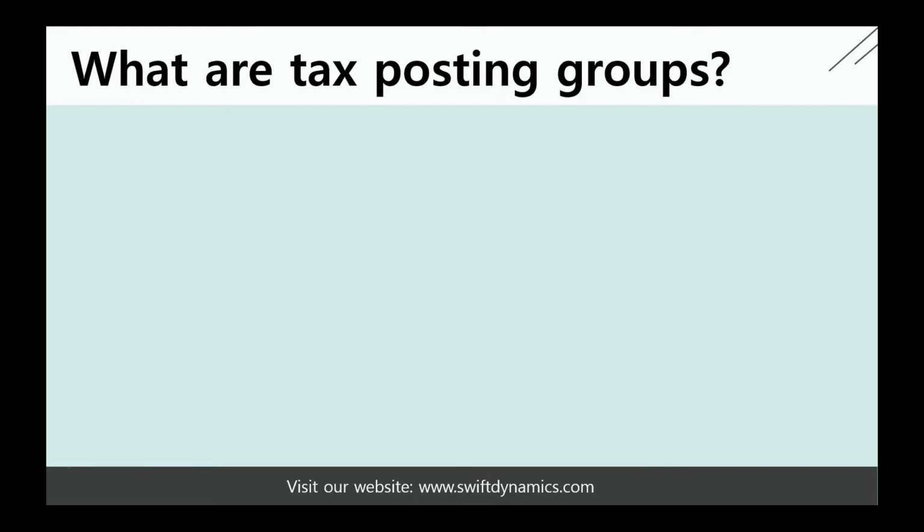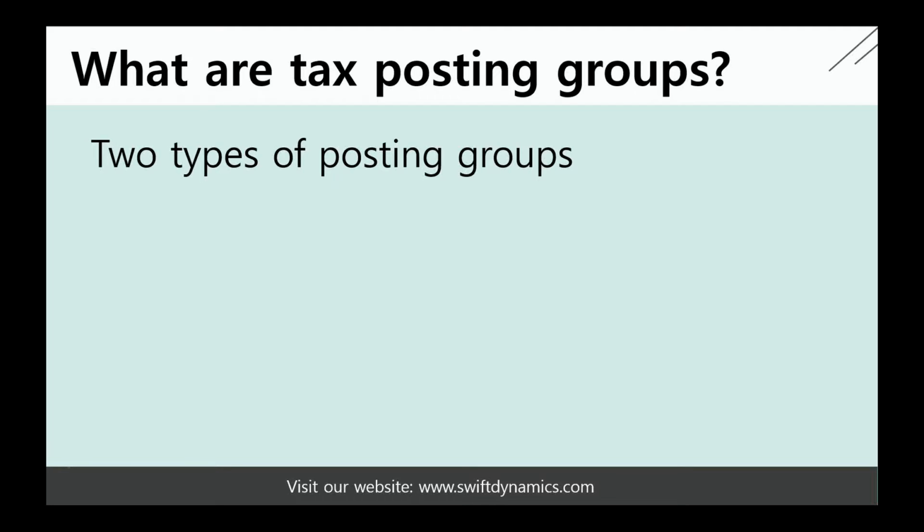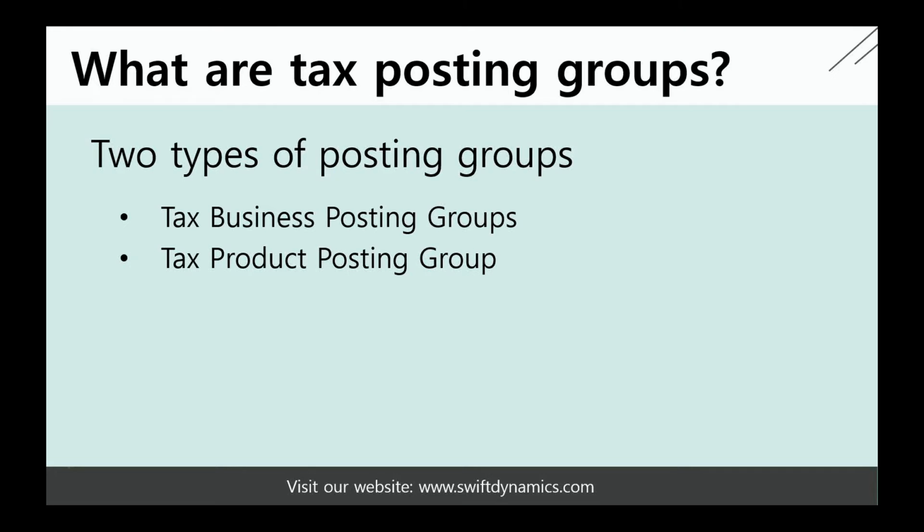So what are tax posting groups? Tax is paid by the end consumer, including businesses. The principle of setting up tax posting groups, both business and product, is similar to that used for setting up general posting groups, shown in Part 1 of the video series. There are two types of posting groups. Tax business posting group specifies who we sell to, customers, and who we buy from, vendors. Tax product posting group specifies what we sell, items and resources, and what we buy, items.